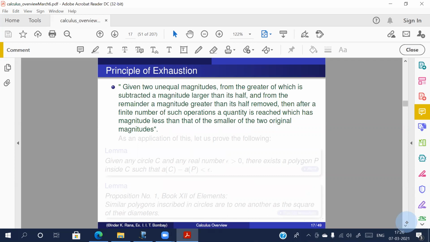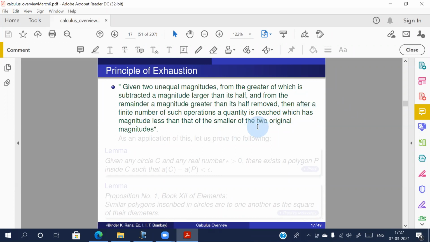So here is the principle of exhaustion. You can see the concept of limit embedded in it. Given two unequal magnitudes, from the greater of which is subtracted a magnitude larger than its half, and from the remainder a magnitude greater than the half removed, then after a finite number of steps of such operations, a quantity is reached with a magnitude less than any of the smaller magnitudes given.